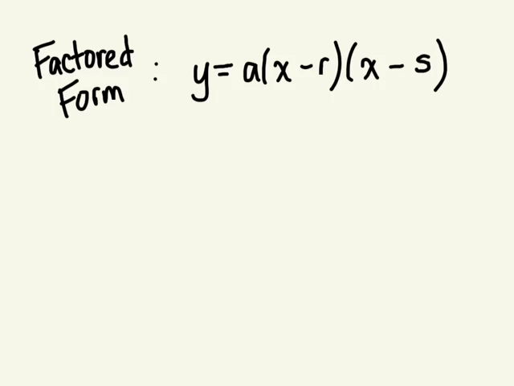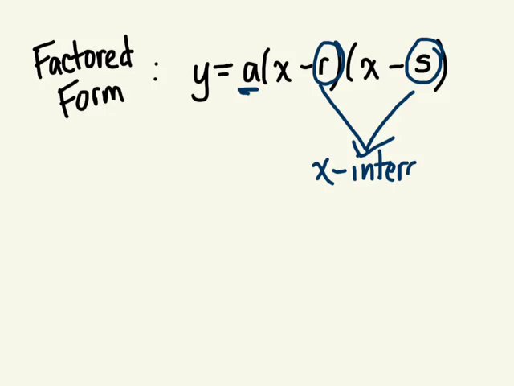When a quadratic relation is written in factored form, it looks like this. Y equals something multiplied by (x minus r) multiplied by (x minus s). These numbers that we put here refer to the x-intercepts, okay?